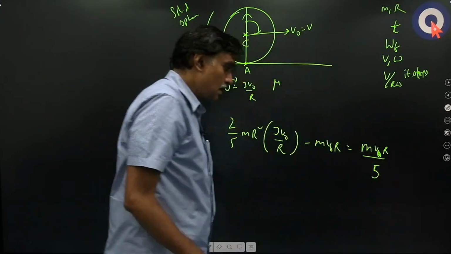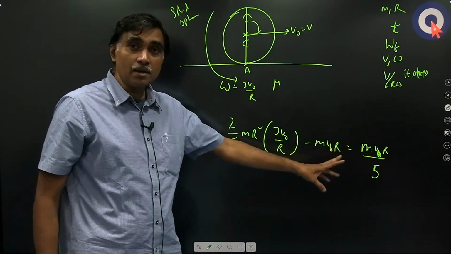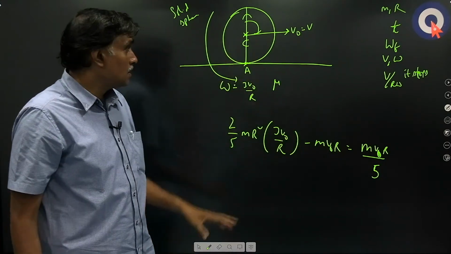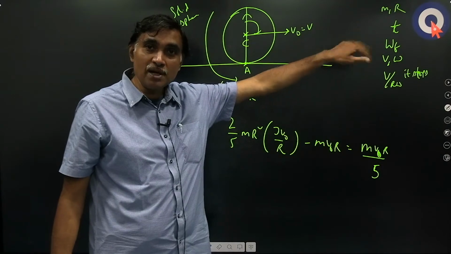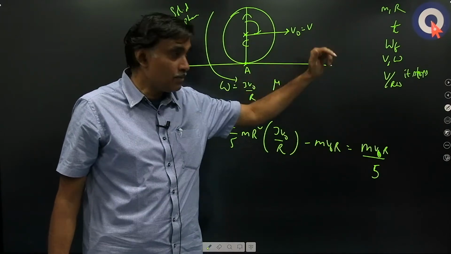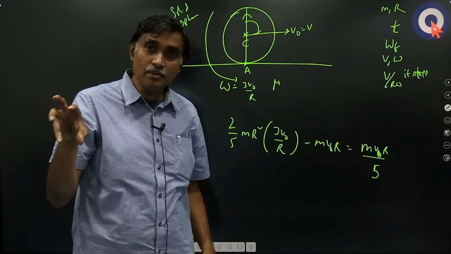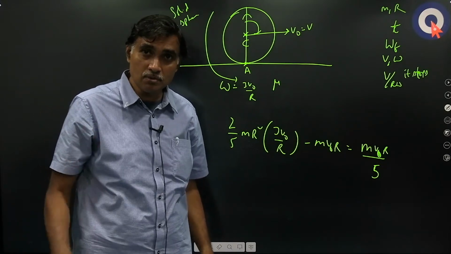Positive you have got means initial angular momentum about this point is anti-clockwise, means coming out. Finally, when it starts rolling also, it should be coming out, okay. But when it is rolling, due to both v and omega, angular momentum will be in the same direction about the point of contact.